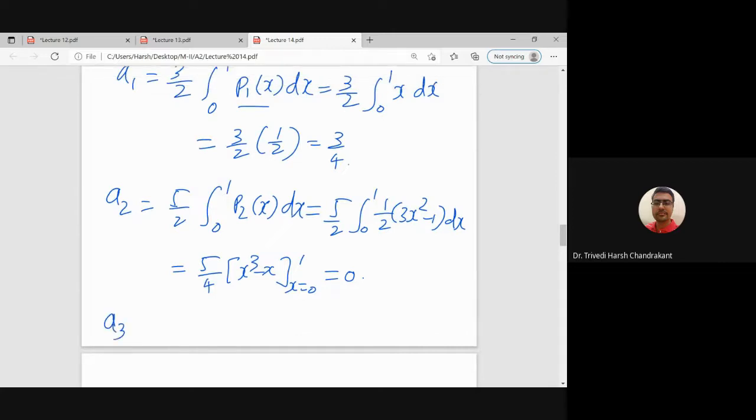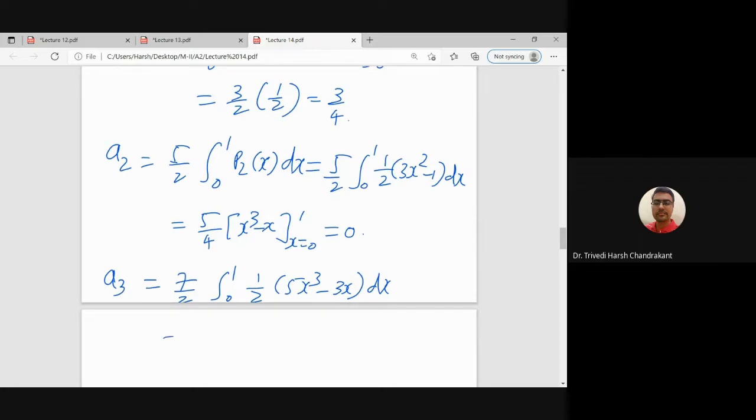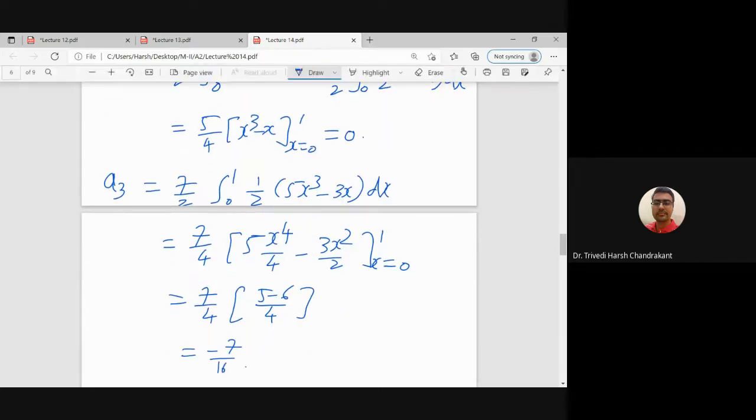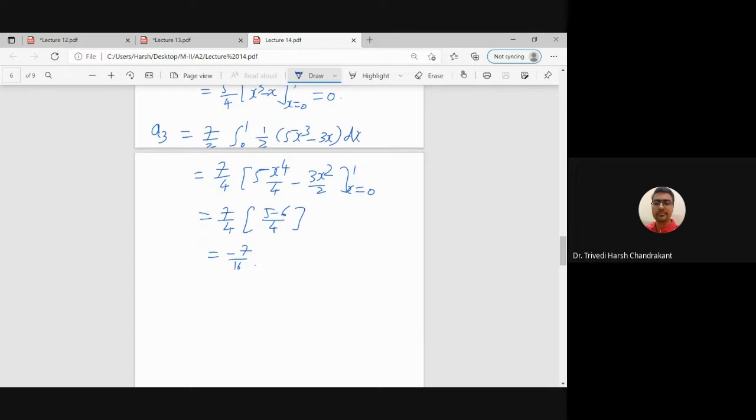and the last coefficient, corresponding to the third Legendre polynomial, is 7 by 2 times the integral from 0 to 1 of half of (5x cubed minus 3x), right? So that is 7 by 4 times (5x to the power 4 by 4 minus 3x squared by 2), limits 0 to 1, and that turns out to be, say, 7 by 4 times (5 minus 6 by 4), so that will be 7 by 16, right? So we found the first few terms of this Legendre expansion.